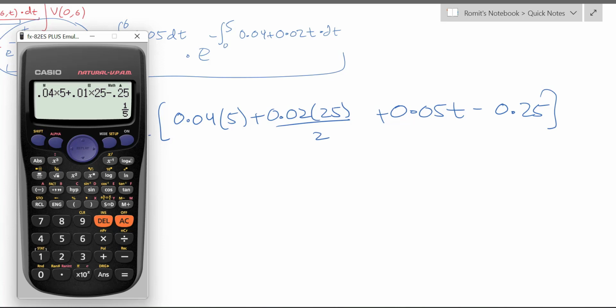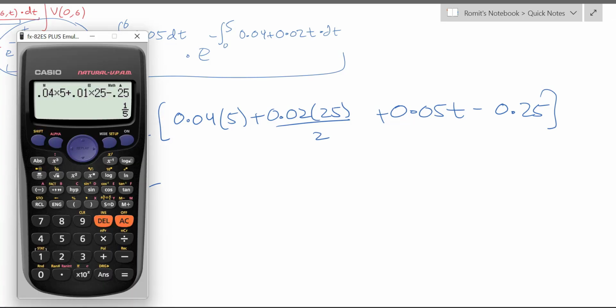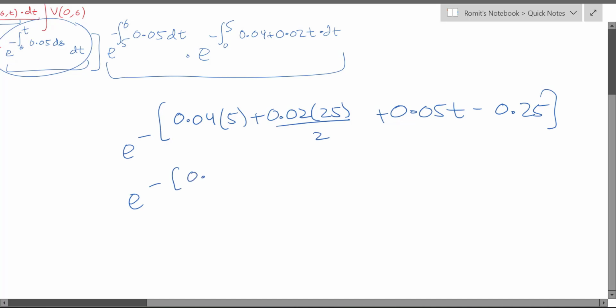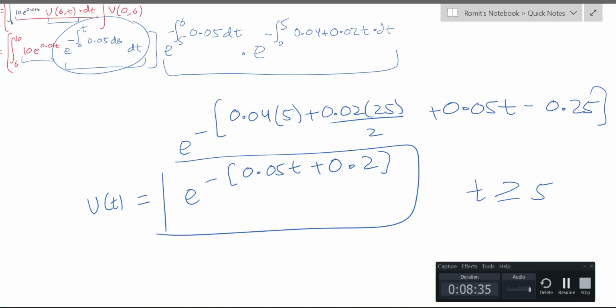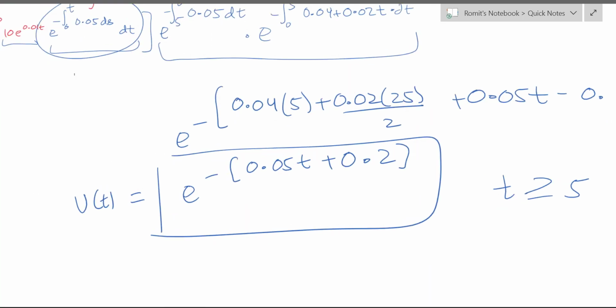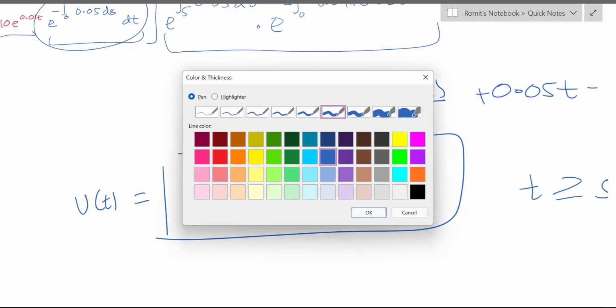So, this is 0.2. So, this is e to the power of minus 0.05 t plus 0.2. This is something you would have derived in the first part of the question. This is basically Vt for t being greater than equal to 5, right? Let me verify if this is correct. This is a thing you would have derived as a part of the first part of the question, right?